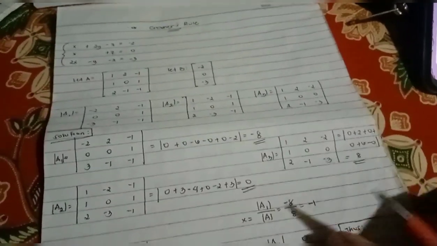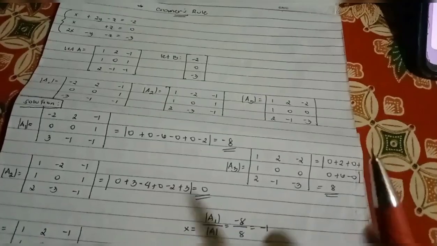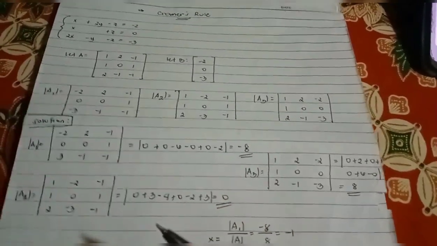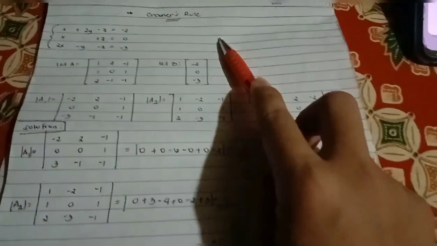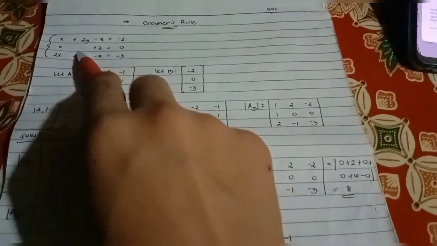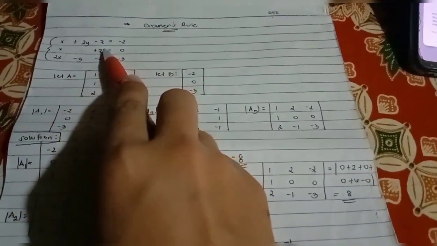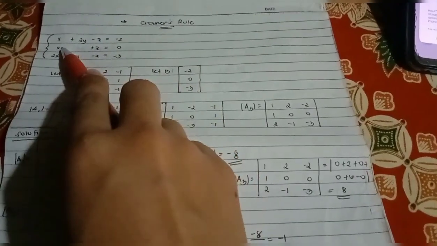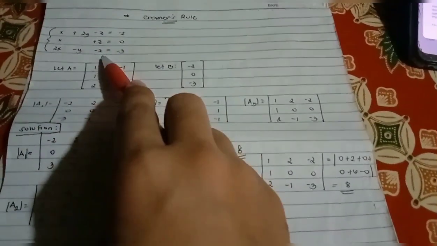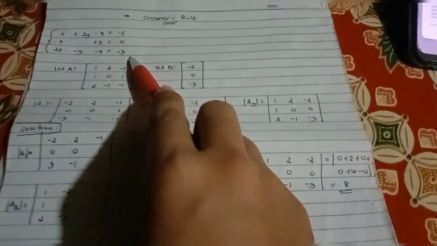Since we are already done solving the Gauss-Jordan method and then the inverse method of the consistent equation or solution, let's move on to the Cramer's rule, or using the Cramer's rule method. So the problem is x plus 2y minus z is equal to negative 2, x plus z is equal to 0, 2x minus y minus z is equal to negative 3.